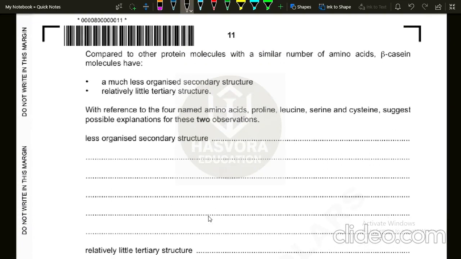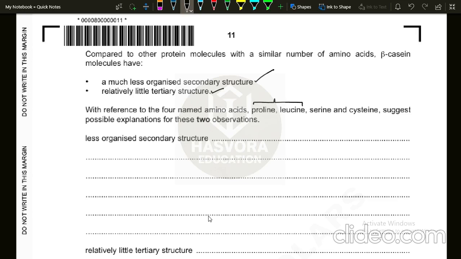Compared to the other protein molecules with a similar number of amino acids, B-casein molecules have a much less organized secondary structure. So this will be possibly because of the hydrogen bonds, because there are more hydrophobic R groups, so it will be less organized secondary structure and relatively little tertiary structure. This will be because of the less number of the serine molecules, less number of the disulfide bonds, less number of the hydrogen bonds, and there is no ionic bonding they have discussed till now. So with reference to the four named amino acids, proline, leucine, serine and cysteine, suggest a possible explanation for these two observations.